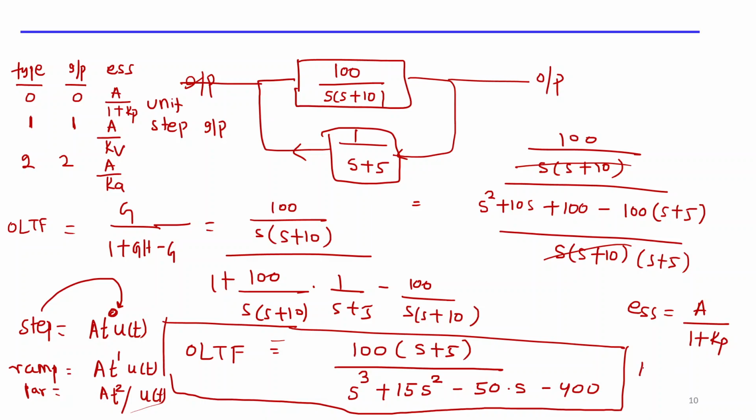Kp is nothing but the position error constant, when limit s tends to 0 of G of s, the open loop transfer function. So here you just put s equal to 0 everywhere. If you put s equal to 0, the upper term will be 500 divided by the denominator, which will be minus 400. So this will be minus 5 by 4. And A is nothing but the amplitude of the input. Unity step is given, so A equals 1, so 1 divided by Kp, you write down minus 5 by 4. What is the answer that you have to answer?